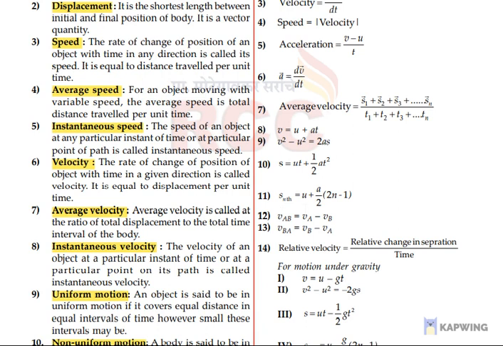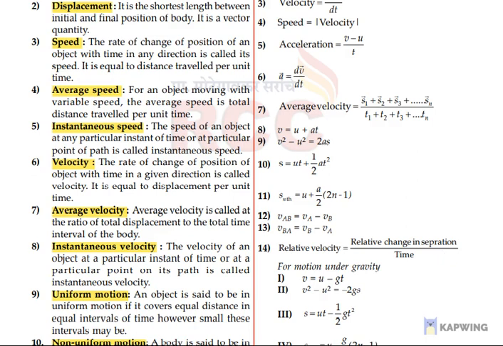s nth is equal to u plus a by 2 into (2n minus 1). V AB is equal to VA minus VB, and V BA is equal to VB minus VA. Relative velocity is equal to relative change in separation divided by time.